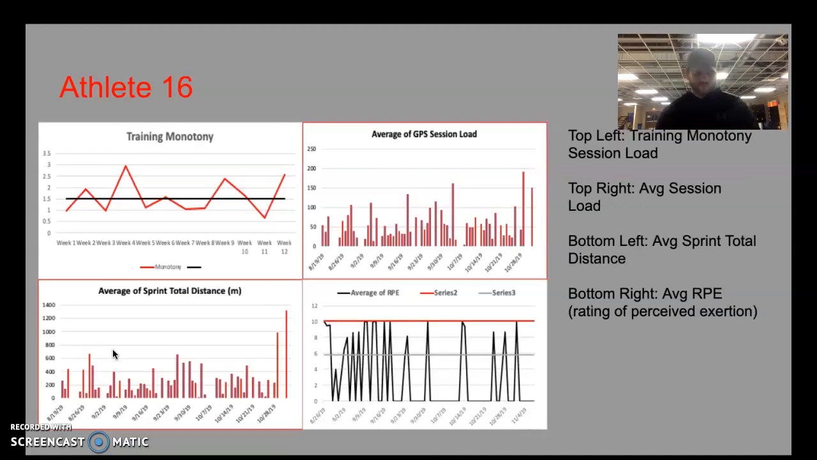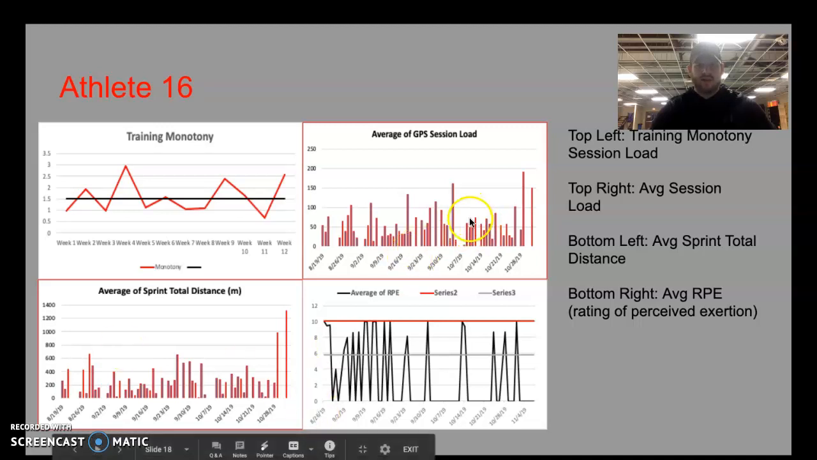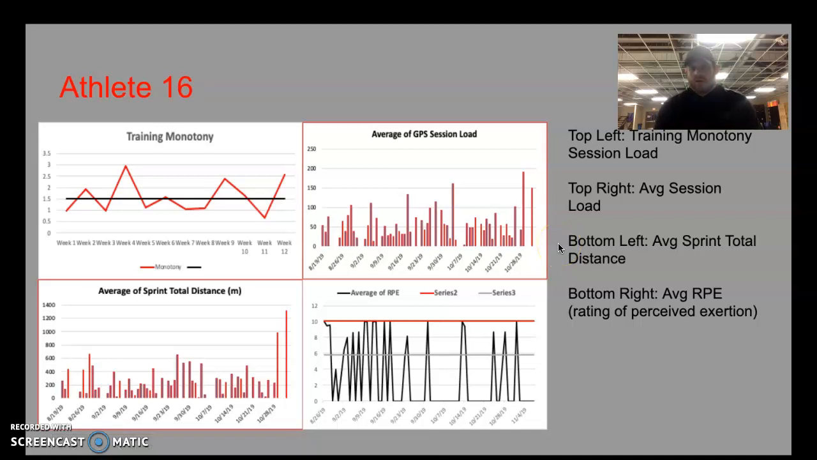Okay, athlete 16, they're showing a couple of different trends. Their training monotony is very high, but in different weeks. So from week 9, which is 10-14, they're high. They are extremely high week 3 to 4, and you can see that given the session load, but especially at week 9, they're actually very low. So that may be good for them to be training, but also it may not be good for them.